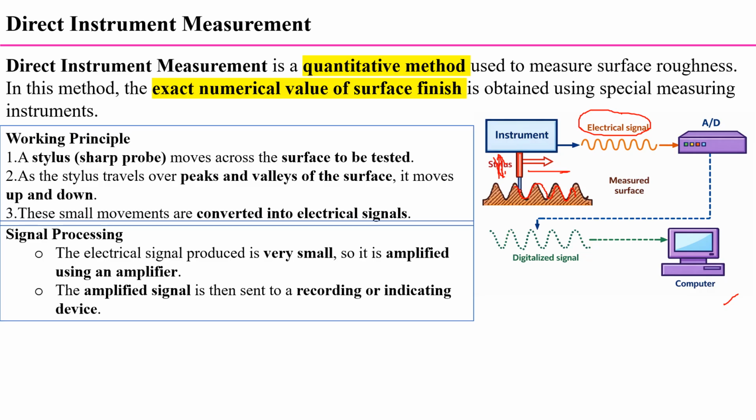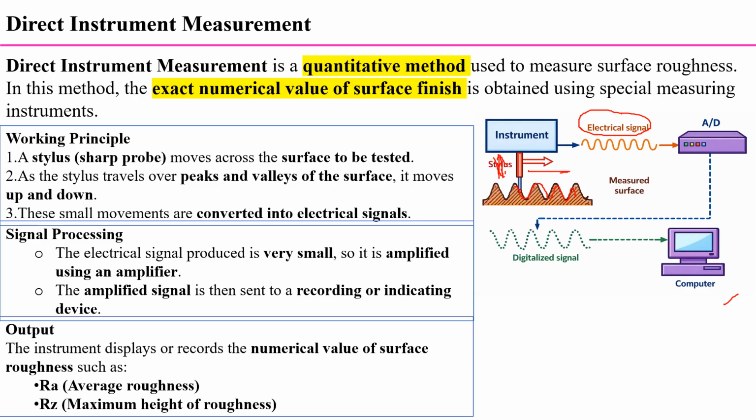So these electrical signals produced are very small, so they are amplified using an amplifier. Then the amplified signal is sent into a recording or indicating device. The instrument displays or records the numerical value of the surface roughness, in terms of Ra or Rz. Ra means average roughness, and Rz the maximum height of the roughness.